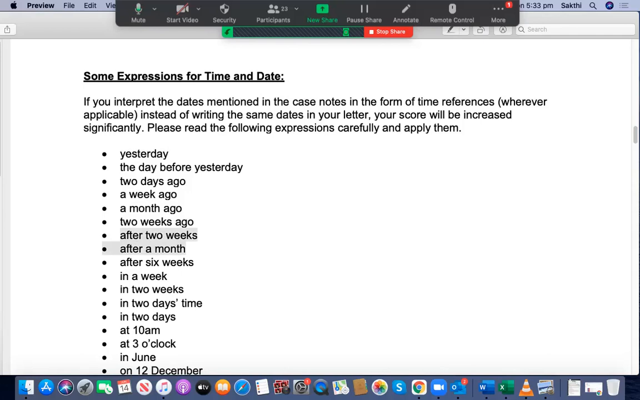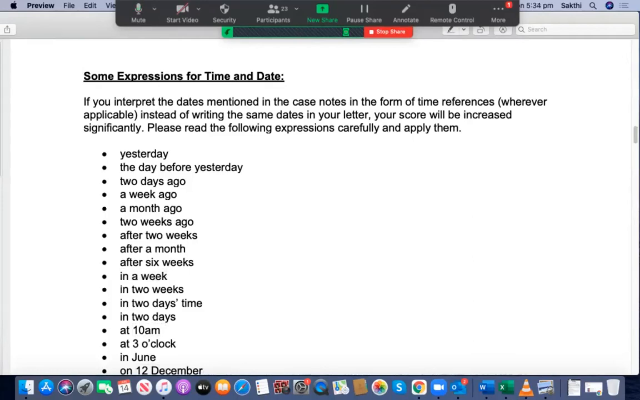So how do we identify the date? How do we need to change them? Well, it's very simple. Look at the date of your letter. If today's date is the 11th of June, and the patient has an appointment on the 18th of June, you have to subtract these two numbers. So 18 minus 11: in a week's time. So you can use "in a week". It's very easy. The same thing is applicable when you have to subtract dates in the past as well.